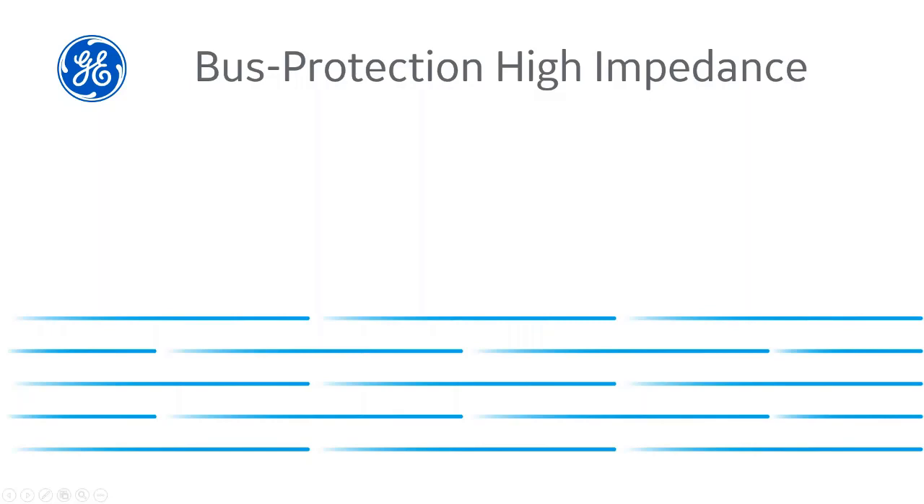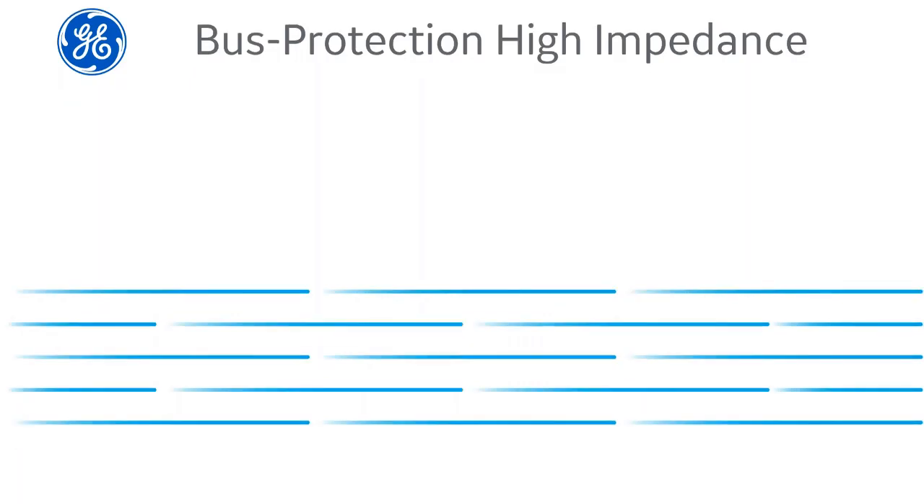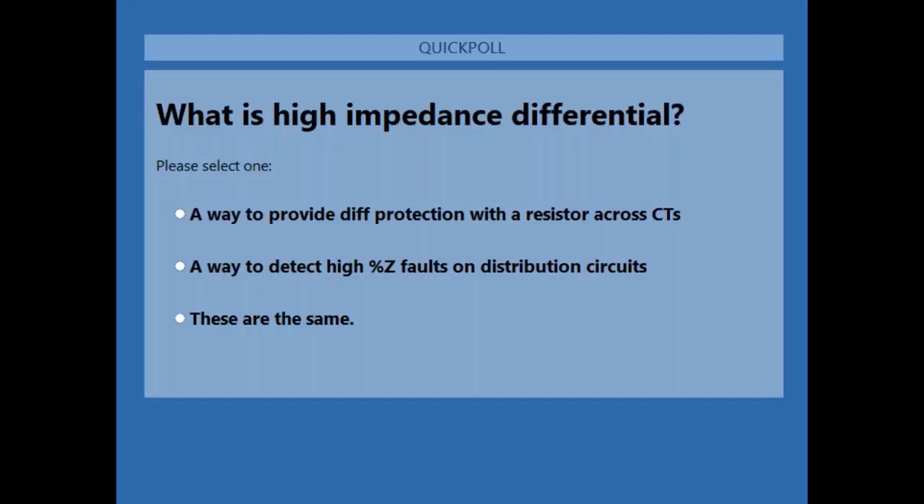And the first poll question is, what is high impedance differential? A, is it a mechanism to provide differential protection with a resistor across CT outputs? B, a mechanism to detect high impedance faults on distribution circuits. Or C, they are the same thing.